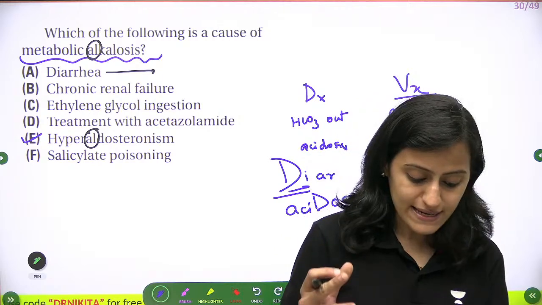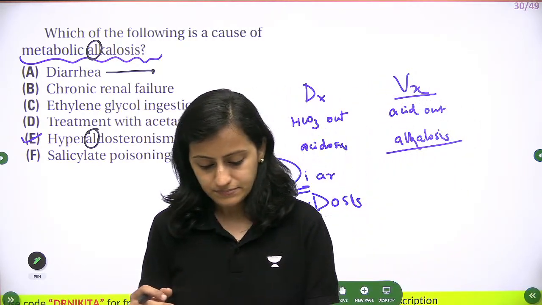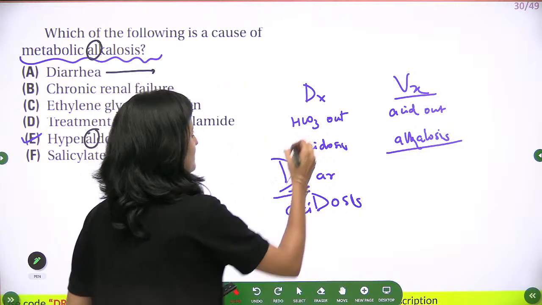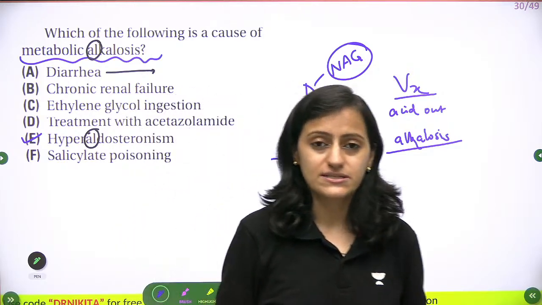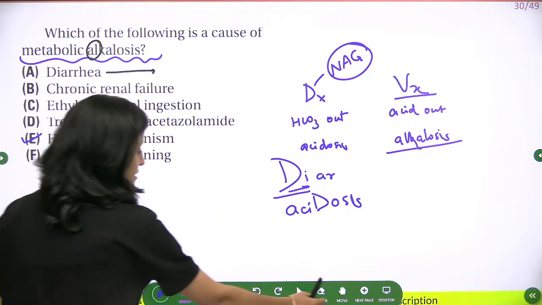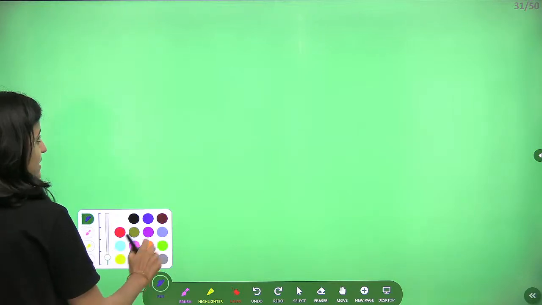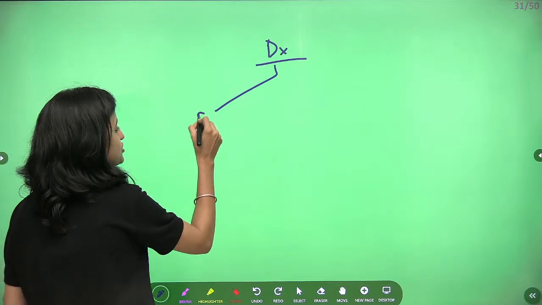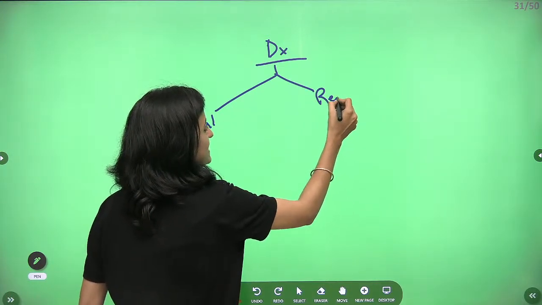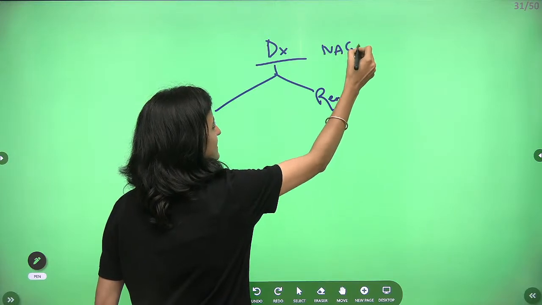Metabolic acidosis with high anion gap or normal anion gap. Remember, this is your normal anion gap metabolic acidosis. What are the causes of normal anion gap metabolic acidosis? Basically, remember diarrhea. Be it your GIT diarrhea or be it your renal diarrhea, they cause normal anion gap metabolic acidosis, that is NAGMA. GIT diarrhea, what is renal diarrhea? Renal diarrhea is basically your renal tubular acidosis.